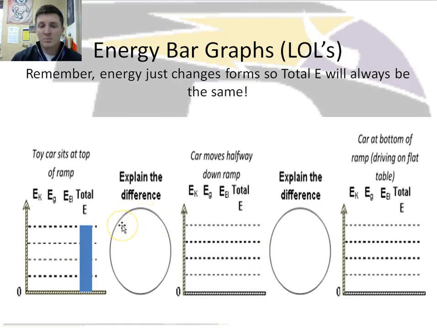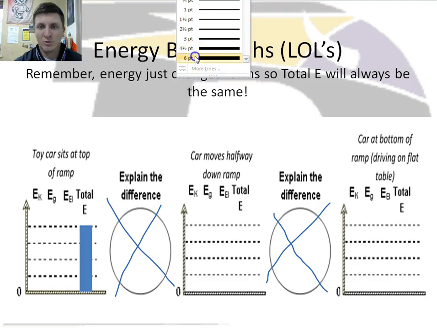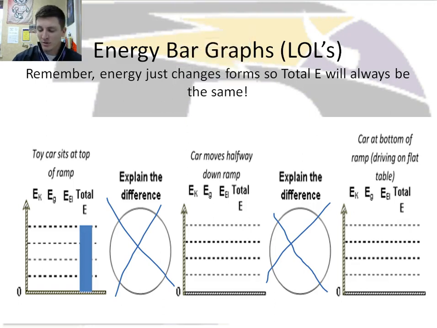Now, for our purposes, just to understand the law of conservation of energy, we're going to essentially cross out this portion right here. Explain the difference. I am not concerned right now about the difference, and we are going to assume that there's no friction at all, and that means there's going to be a complete energy transfer. So if we use this example here, we have a toy car sits at the top of a ramp.